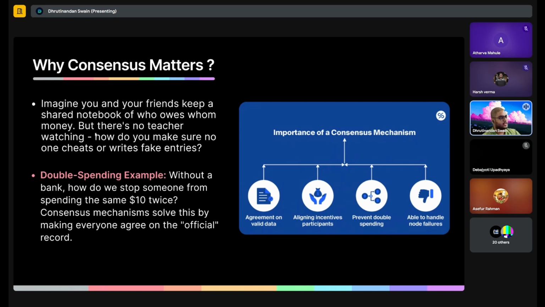Here is another example. Imagine you and your friends keeping a shared notebook of who owes whom money. But there is no teacher or any intervention that makes sure that no one cheats or writes fake entries. So this is where consensus mechanisms come into play.